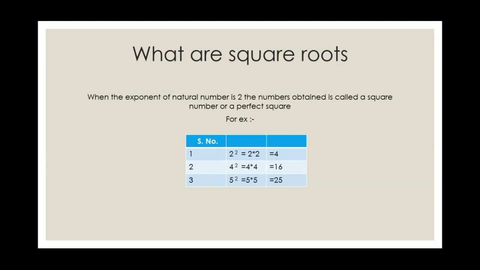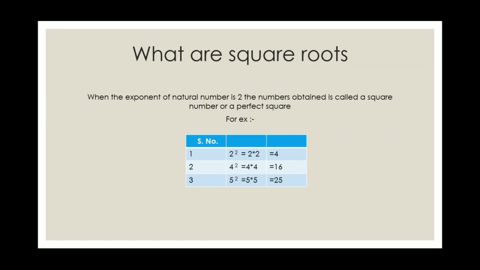When the exponent of a natural number is 2, the number obtained is called a square number or a perfect square. For example, in the given table, you can see that 2 square means 2 multiplied by 2, that is 4. So we can write 4 as 2 square. Next we can see 4 square. We can write 4 square as 4 into 4, that is 16. So this directly means that we can write 16 as 4 square.